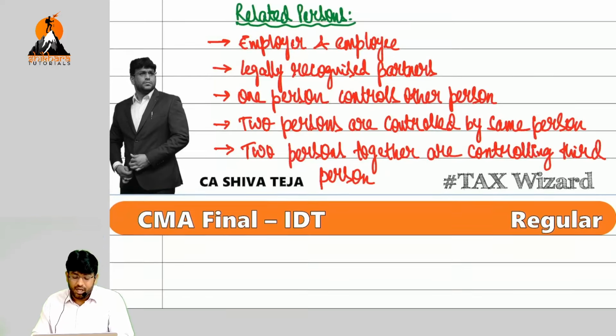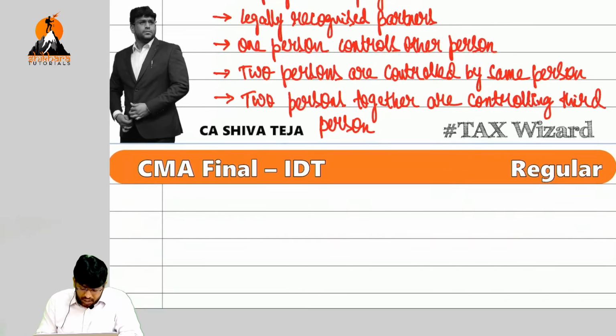Come on friends, I hope you got the difference between the last 3 points, no? I am controlling you, or you are controlling me. We both are called related persons. We both are controlled by a third person. Then also we are called related persons. We both are together controlling a third person. Then also related persons. Got the difference, no? Next point.